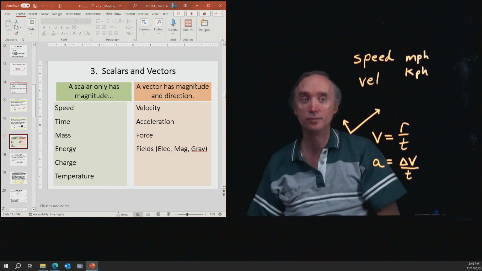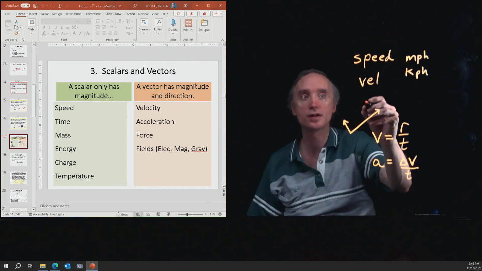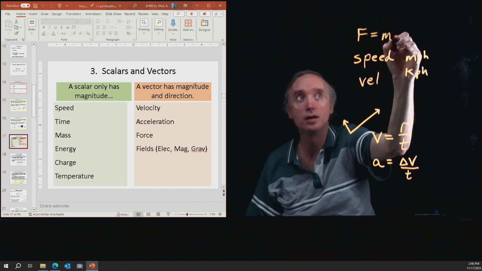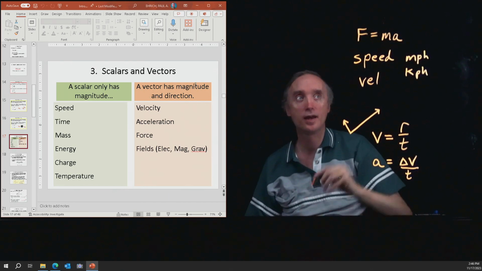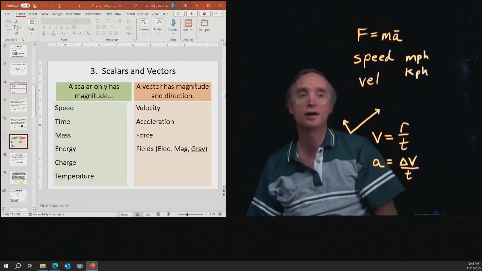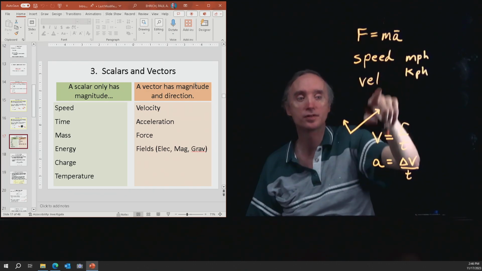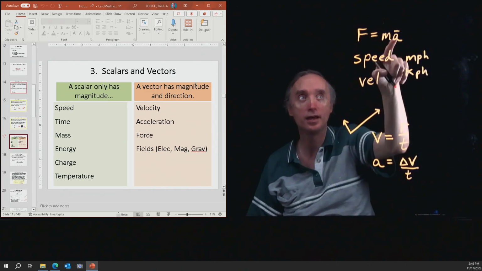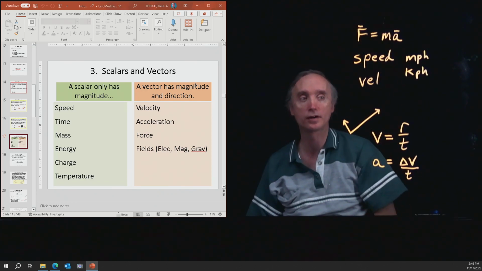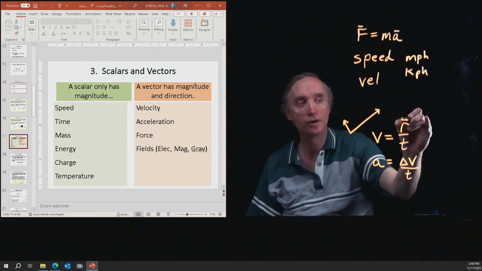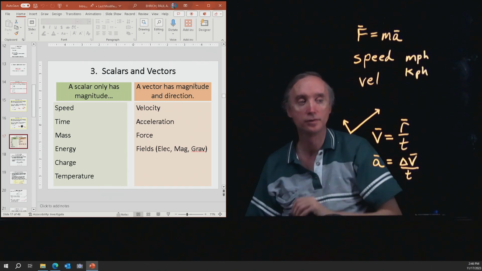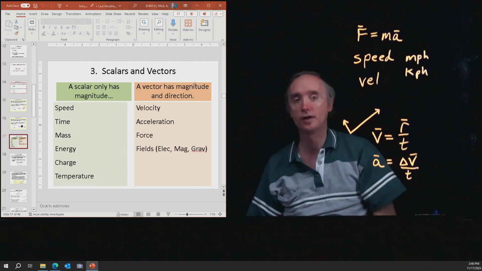Force is going to be a vector, because we just got through saying that force is equal to ma. And a, we just finished saying, is a vector, so therefore force is a vector. The way you can represent it is to put a bar over the top of it. So we could put a bar over the r, over the v, and over the a. That's how we would indicate that those are vectors.